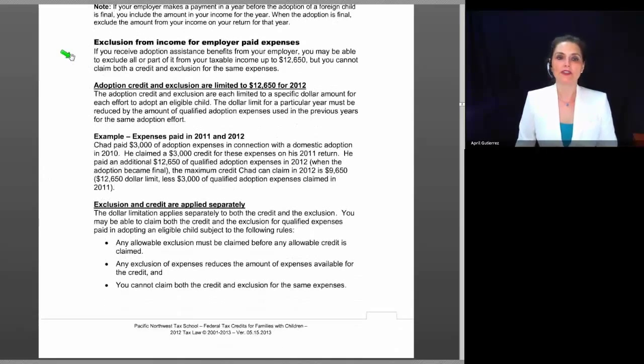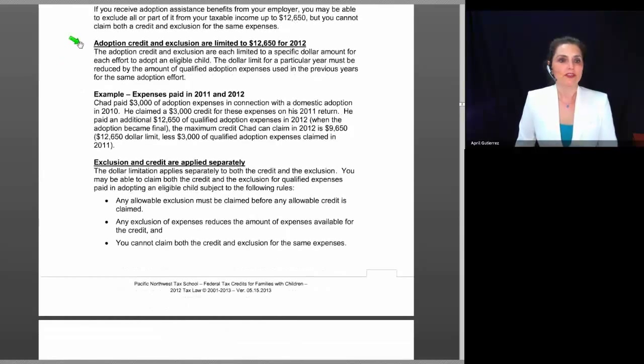If you receive adoption assistance benefits from your employer, you may be able to exclude all or part from your taxable income up to $12,650, but you cannot claim both a credit and an exclusion for the same expense. But the meaning of this sentence may not be exactly what you're thinking, and let's see why. We have an adoption credit and an exclusion that are both limited to $12,650 for the year.